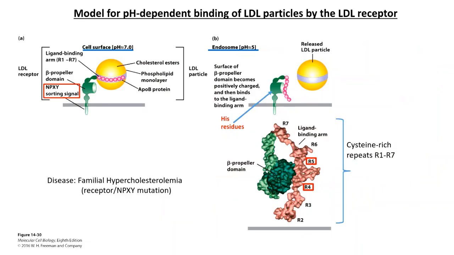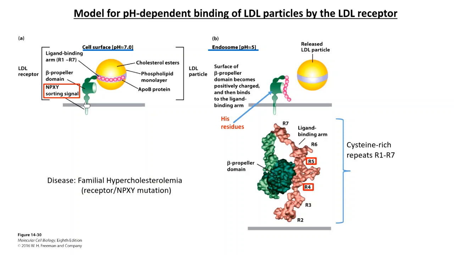Now, let's see why this structure, the LDL receptor, binds to the ligand, this LDL particle, at neutral pH, and why it releases it at low pH. So this is at the cell surface where the pH is 7, or neutral pH. We have this NPXY signal which gets recruited by the AP2 coat protein.